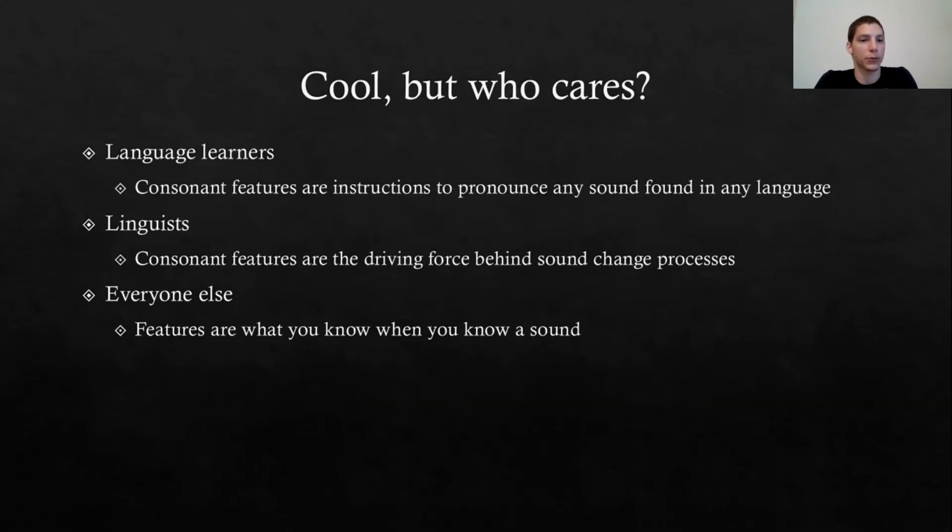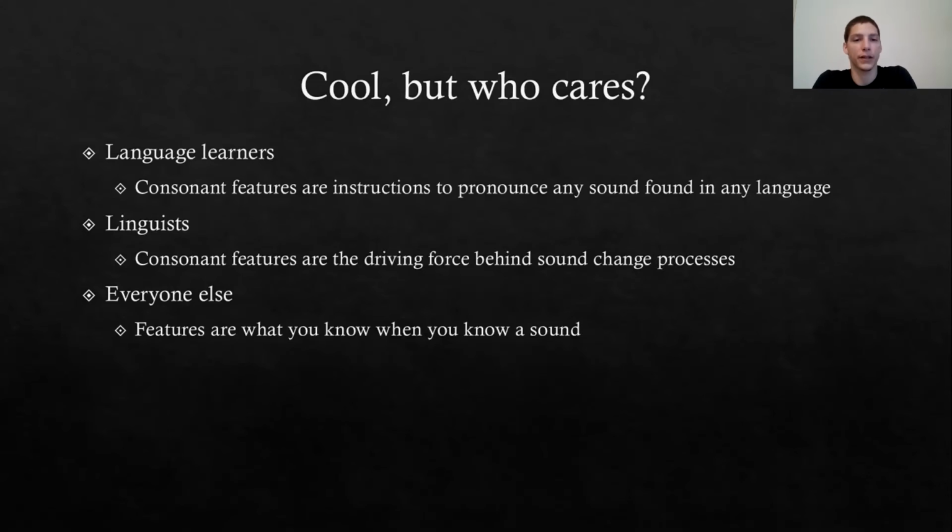This also matters for linguists because these three different features, right, place of articulation, manner of articulation, and glottal setting, are all important for driving sound changes. So sounds change according to these features. And then this also matters for everyone else because when you know a sound, what you actually know about that sound is what its features are. So this technically matters for everyone, but people need conscious awareness of this if they're going to be linguists, and it's helpful for people that want to learn foreign languages.